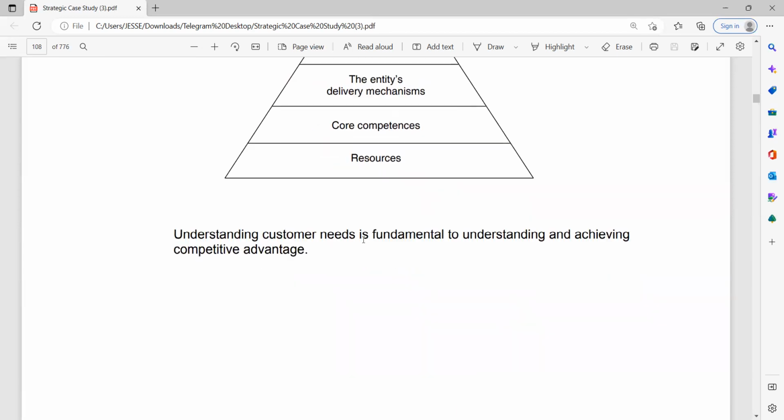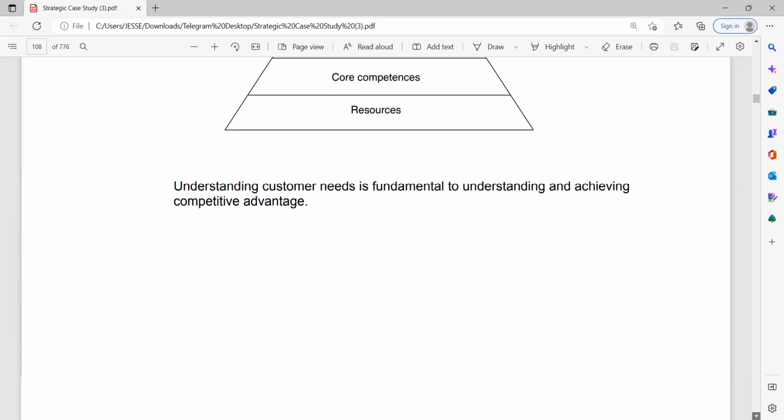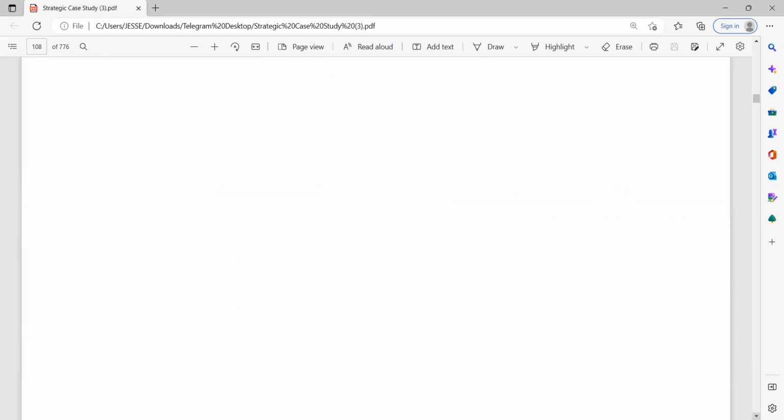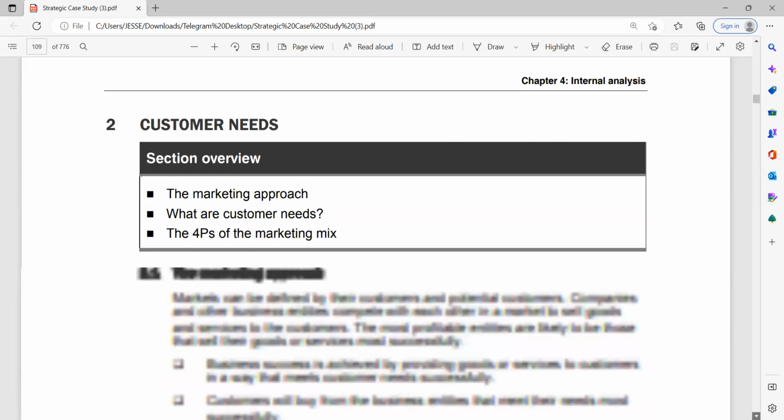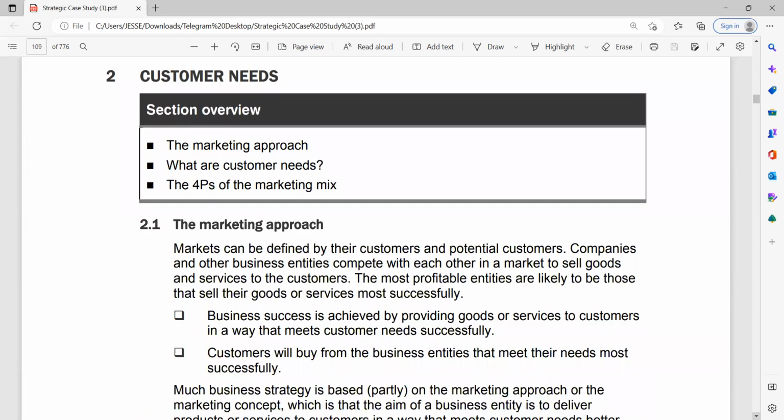So understanding customer needs is fundamental to understanding and achieving competitive advantage, right? Which is an idea that we can all understand. To be competitive in the market, you need to understand what the customer needs, right? Now, so let's look at customer needs. We'll be talking about the marketing approach. We'll be talking about what our customer needs, the 4 P's of the marketing mix.